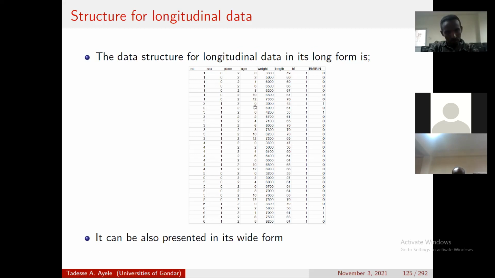Time is what changes. So at the first visit the weight of the newborn was 3.3 kilogram. At the second visit it was 5 kilogram. At the third visit it was 6 kilogram.